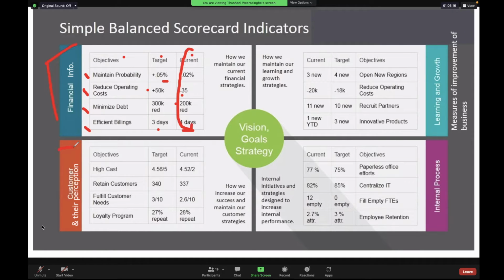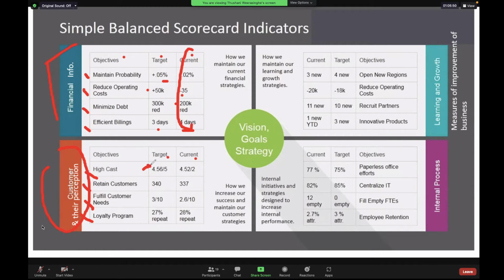Then it's the customer and their perception, that's the customer satisfaction. Okay, can you remember I said earlier financial status and then the customer satisfaction. Then again that one also has some targets and what is happening right now. And the objectives are high cost customers, okay, and then retain customers, fulfill customer needs, loyalty programs, and likewise you can have different types of objectives to be achieved. And with respect to those objectives, what is the target?